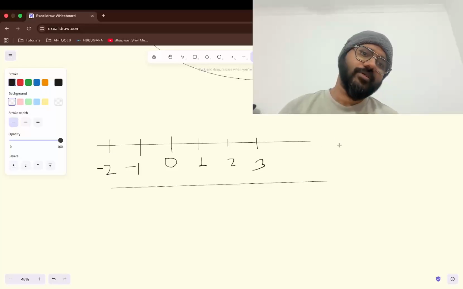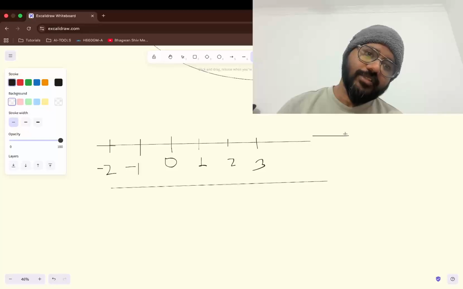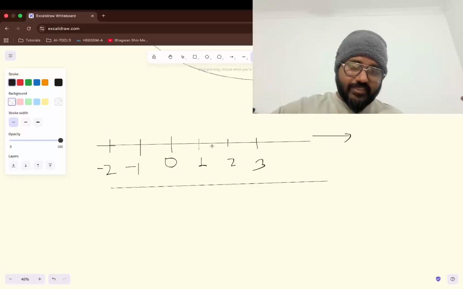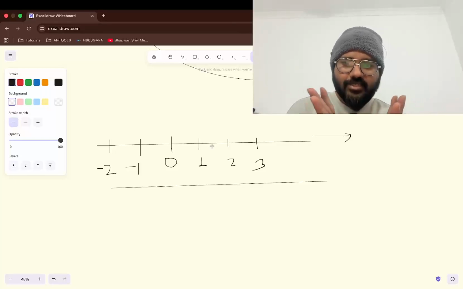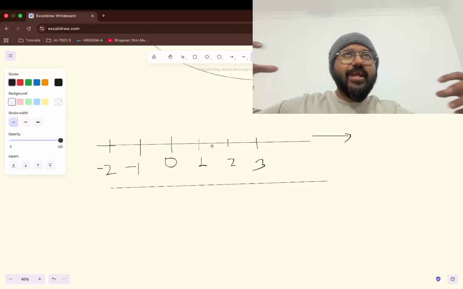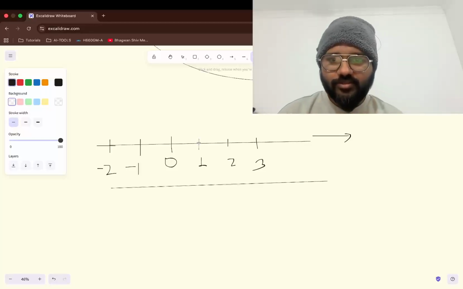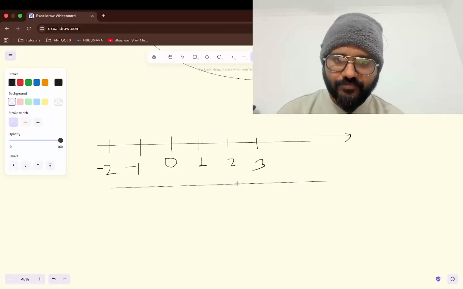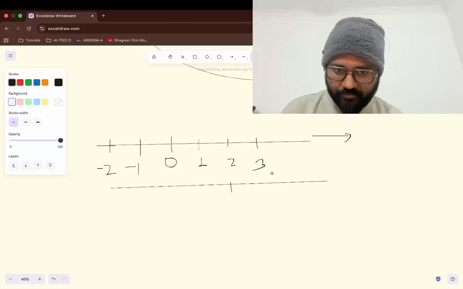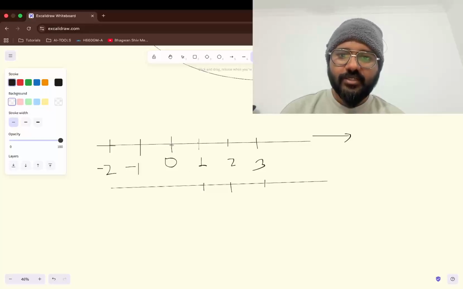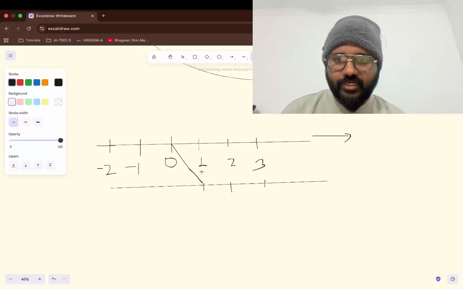Now think of someone applying a force. Think of these things as forces that are applied on that number line, and this number line will now shift. So this thing might get shifted here, this thing might get shifted here, this thing might get shifted here, like that. So if you draw, this is how the mapping happened.